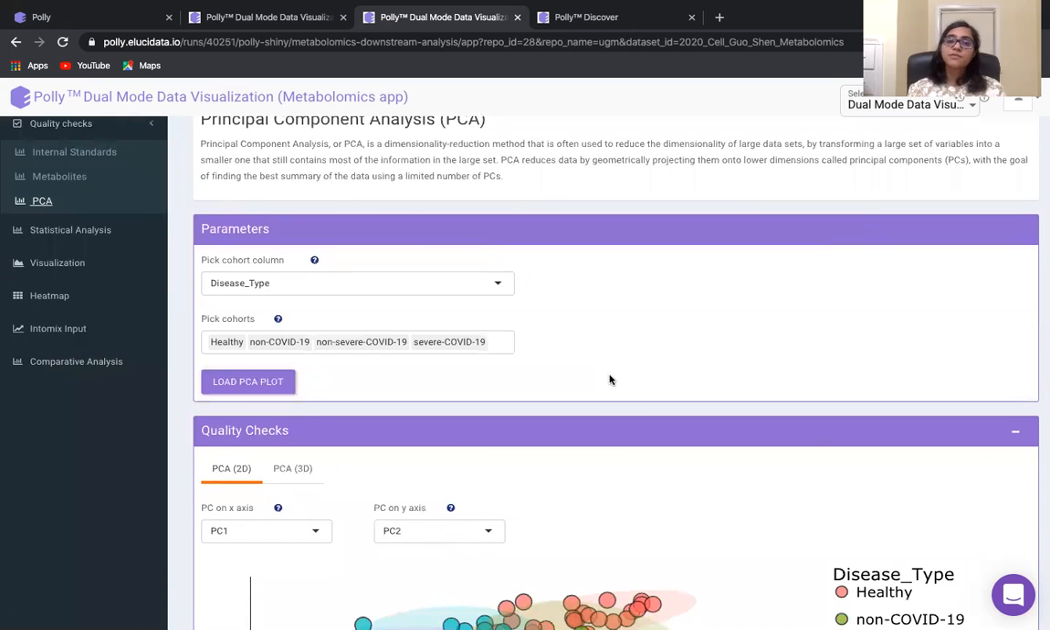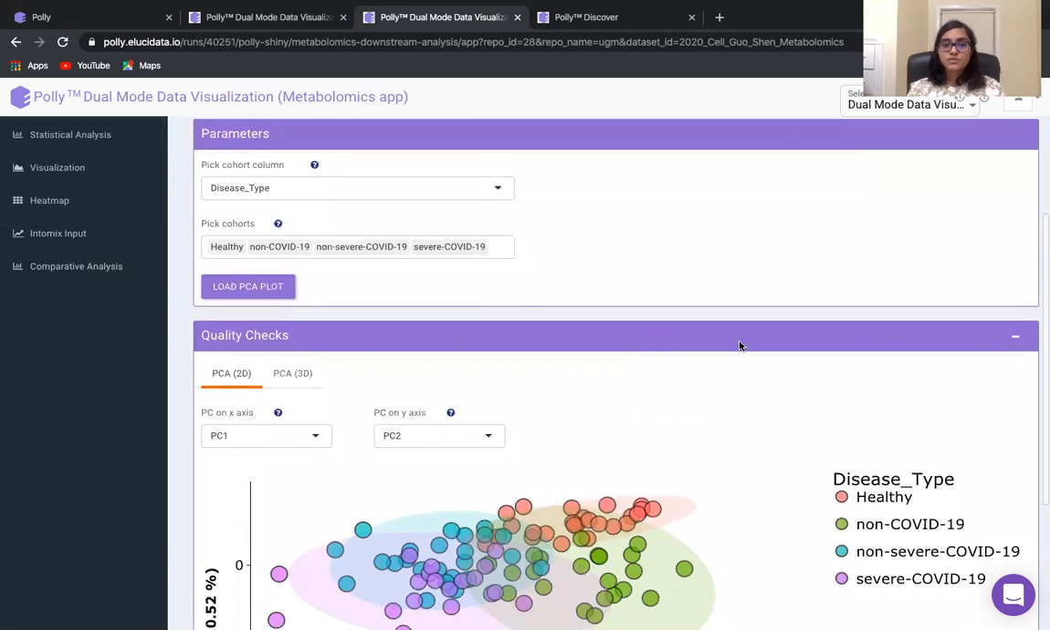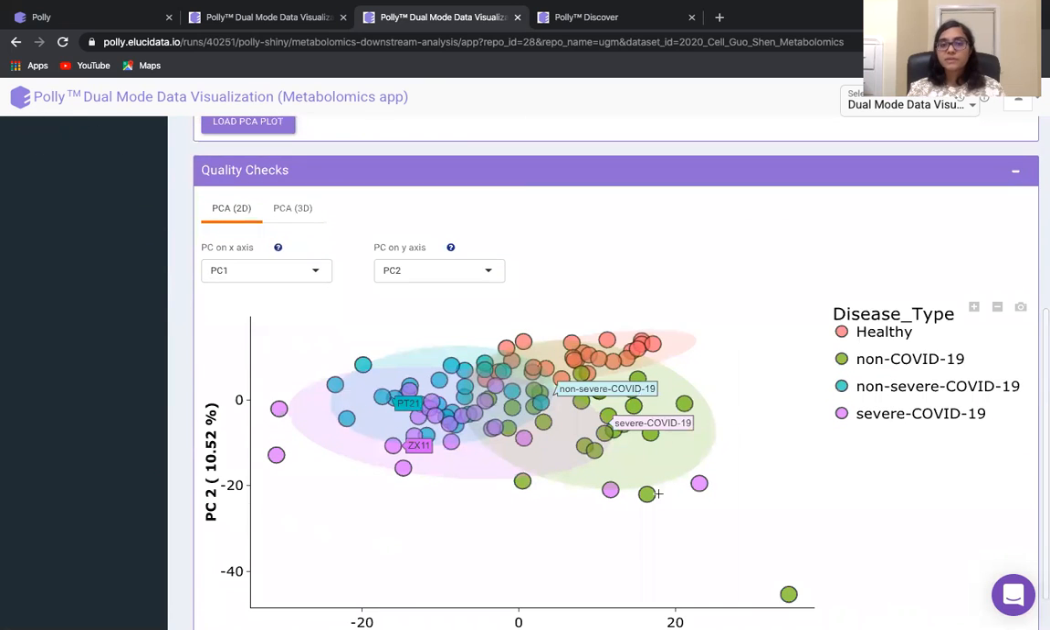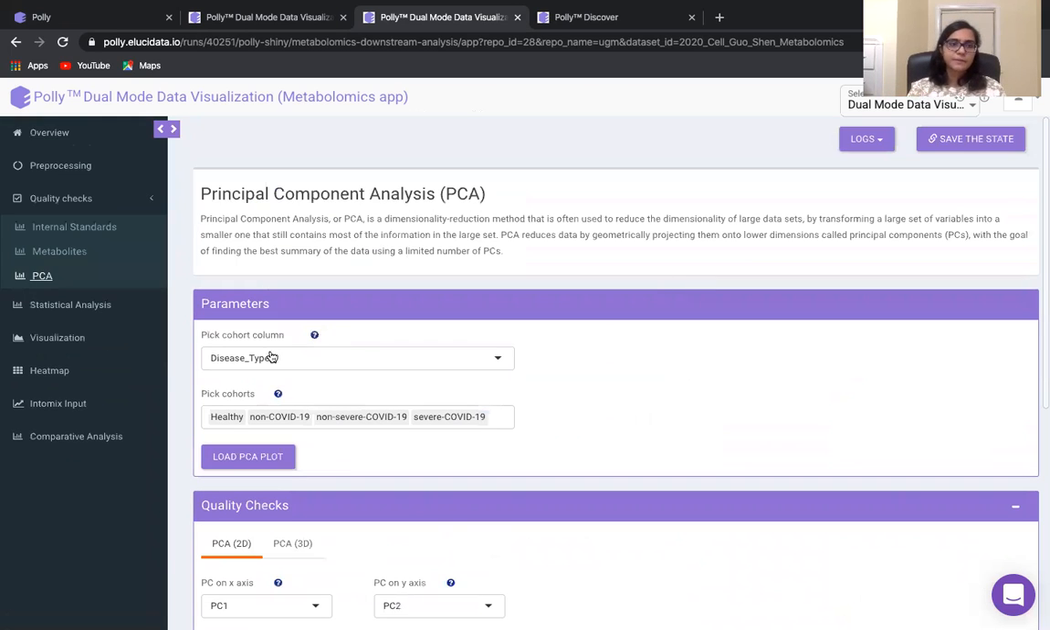Just like we did for proteomics, we can also do experiment level statistical analysis. So we can look at the principal component analysis for the whole data, where we can see that the healthy and the non-COVID-19 patients are quite well segregated from the COVID-19 patients. But the distinction between severe and non-severe patients is not quite clear, which is where the need for machine learning models comes in, as we will see later.